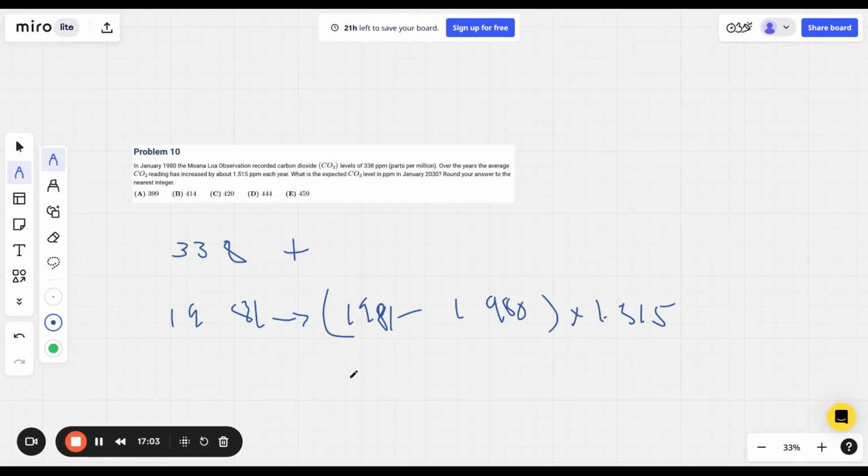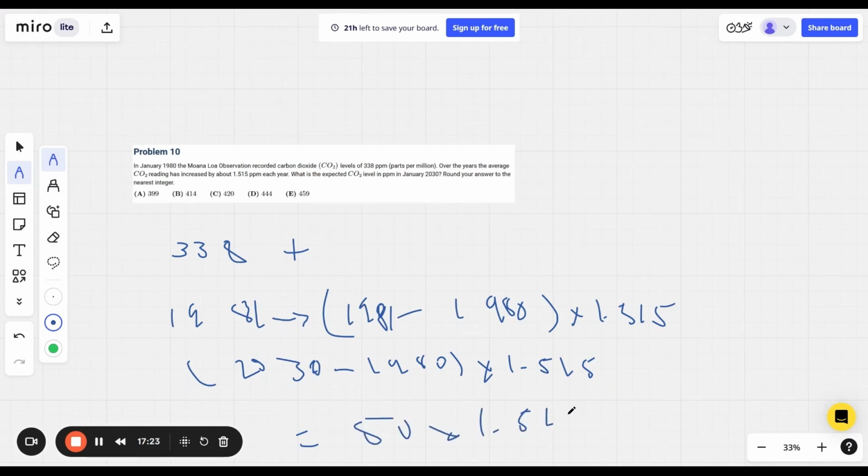So we can just extend this formula to January 2030. So 2030 minus 1980 times 1.515 just equals 50 times 1.515. And then we can just do a quick approximation. So this one will just give us an additional plus 50. This part will give us an additional plus 25.